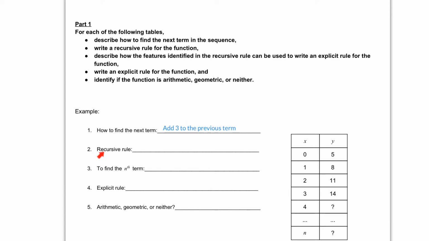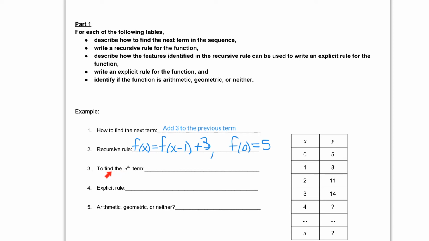Then question 2 says to write a recursive rule for the function. So if we're adding 3 each time, a recursive rule would say, and you can use anything you want for y, you could use f of x, you could use g of x, you can use h of n, whatever letters you want. I'm just going to use f of x here. So I could say that f of x equals f of x minus 1, remember that's that previous term, plus 3. And then I also have to list my first term, that f of 0 is equal to 5.